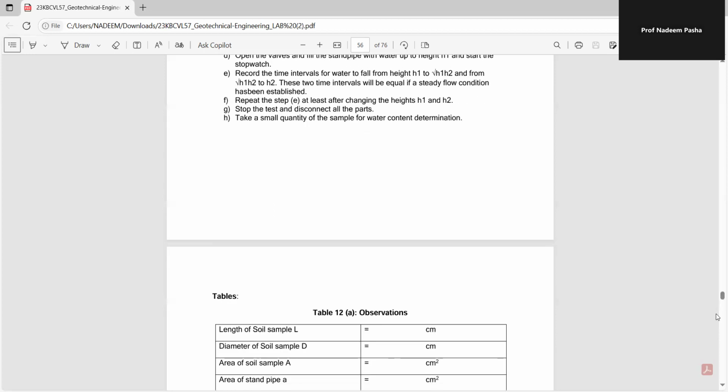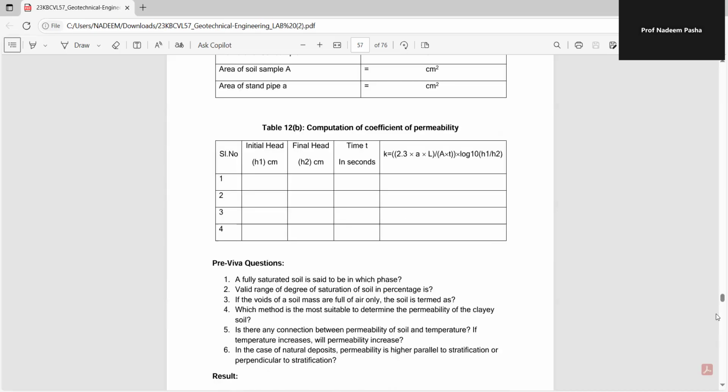So what are the observations? Length of soil sample, diameter of soil sample, area of soil sample, area of standpipe. So the coefficient of permeability K you can calculate using the formula K is equal to 2.3 into small a into capital L divided by capital A into T into log to the base 10 of H1 by H2.